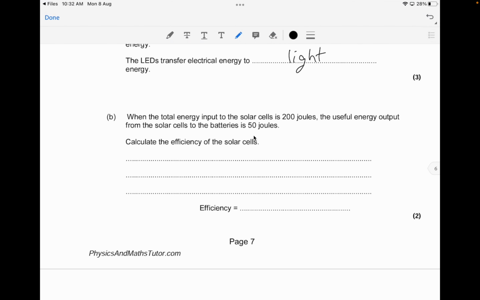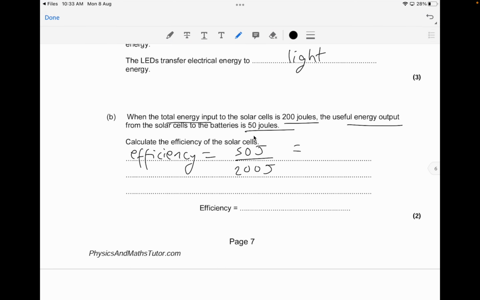So when the total energy input to the solar cells is 200 joules, we know that this is the energy input. The useful energy output from the solar cells is about 50 joules. Now the efficiency, they have not mentioned whether it's percentage or decimal form. So we're going to say that efficiency is equal to useful energy transfer, that's about 50 joules, divided by the total energy supply. That is the formula of efficiency. Total energy supply is going to be about 200 joules.